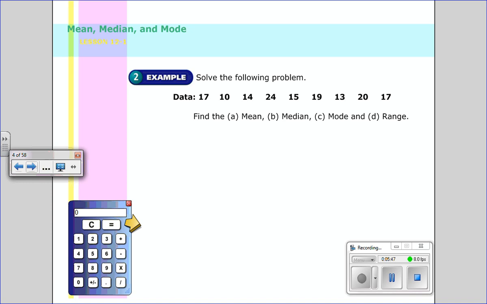All right, let's get started, shall we? So first you have to find the mean by adding all those numbers together. And I could list them all out, but you know what? I'm just going to use my calculator right away.